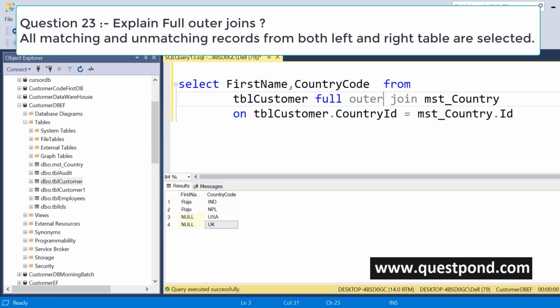In case of a full outer join, if you look at the output of full outer join, all the matching and unmatching records from the left table and all the unmatching and matching records from the right table, both of them are selected. For example, you can see Raju, it is matching with NPL. So yes, Raju has a country code of IND, but for test and ABC, there is nothing. He has given out null here. For USA and UK, there is nothing. So the first name is null. So when you say full outer join, all matching and unmatching records of both the tables are selected.